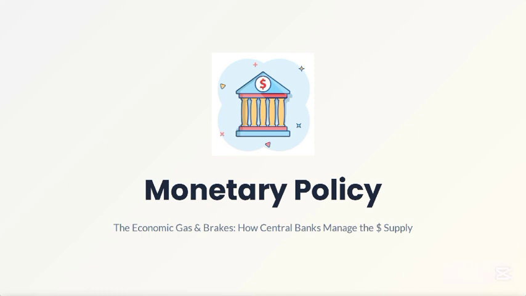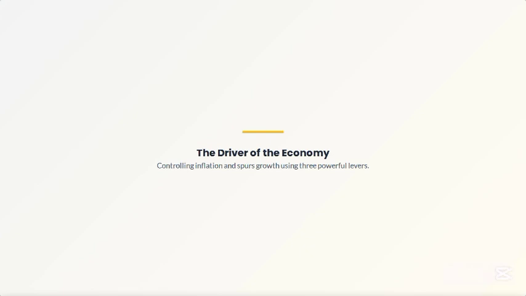The monetary policy. In the previous video, I broke down how commercial banks make money. However, in this lesson, I'm going to walk you through how the central bank manages the supply of money in the economy. Let's jump right in. To control inflation and spur growth, the central bank uses three powerful levers.